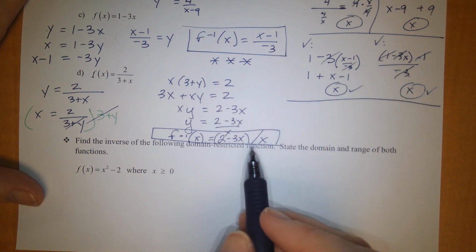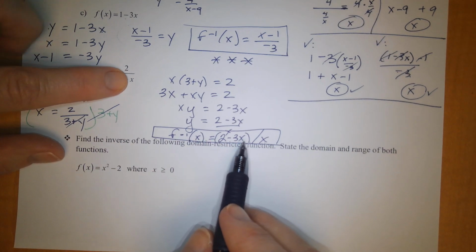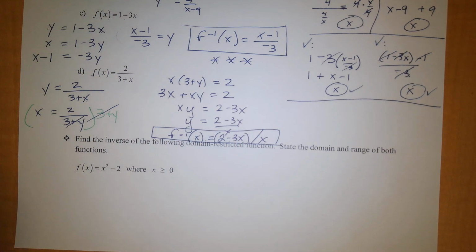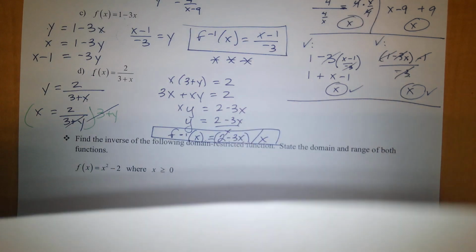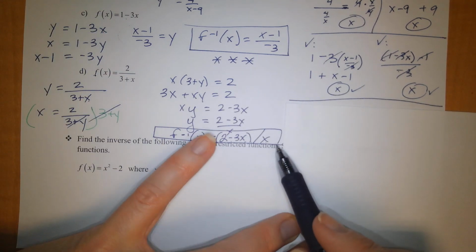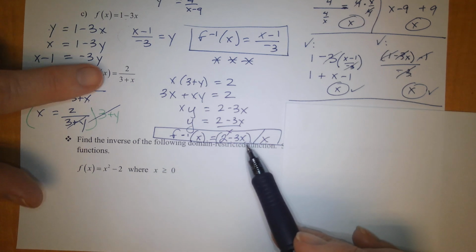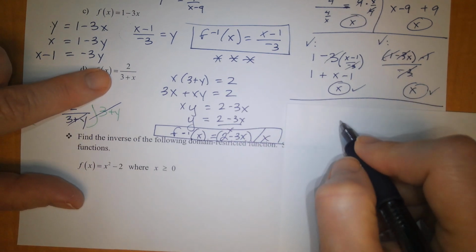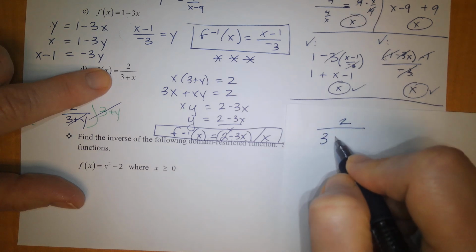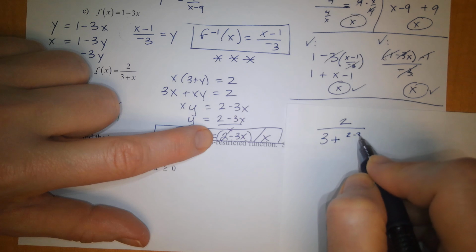If I wanted to check this, the first time I take the inverse and I will plug it in for x over here. I am running out of a little room here, so I'll do it over here on a separate piece of paper. Okay? So if I wanted to check this, first thing I do is I take the inverse and I plug it into the original function. So this becomes 2 over 3 plus x, but I'm going to use this for x.